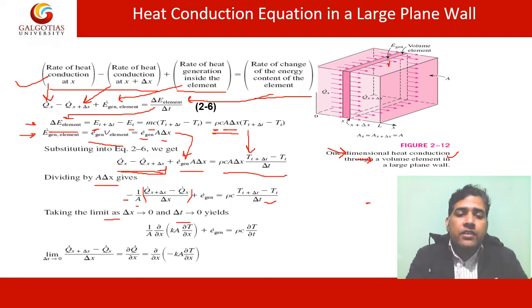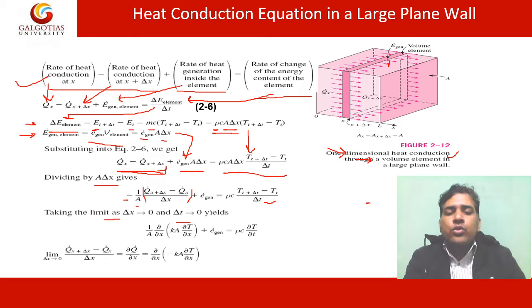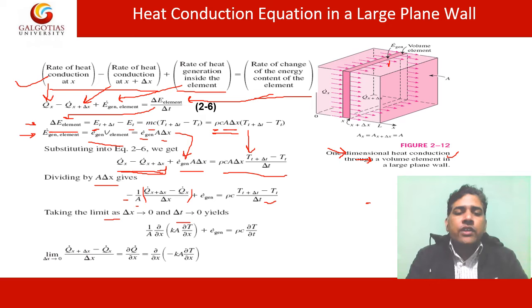So q at x plus delta x minus q at x we can write as kA del T over del x. This is actually del q. That is why it is written 1 upon A del over del x of kA del T over del x plus E generation equal to rho c del T over del t. Why have we not written dT over dx? We have written this equation as a partial differential equation because the heat transfer here depends not just on x but also on the time. That is why all the quantities are written in terms of partial derivatives.